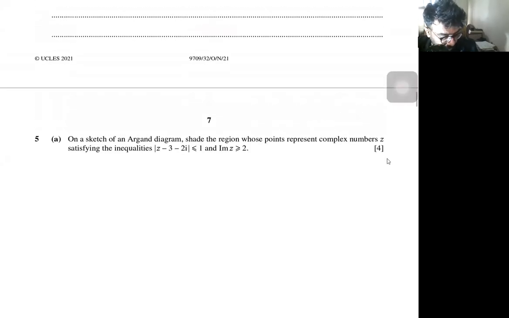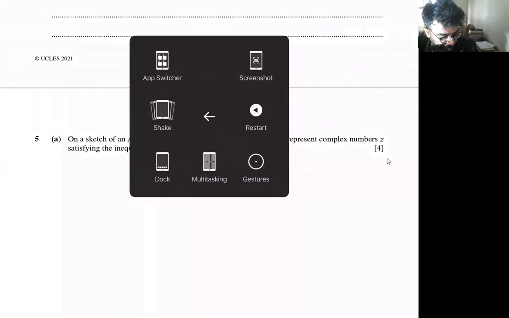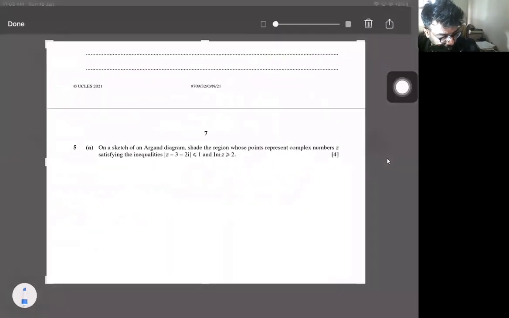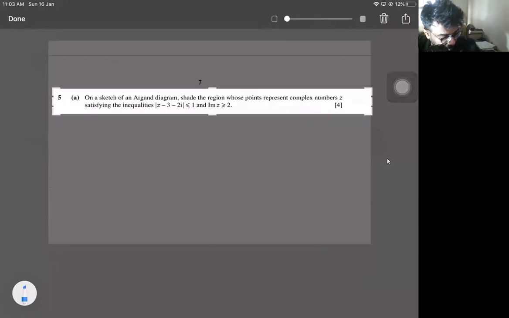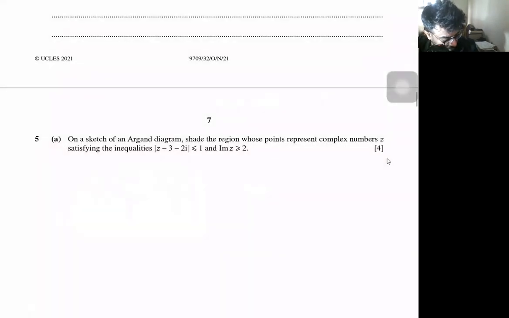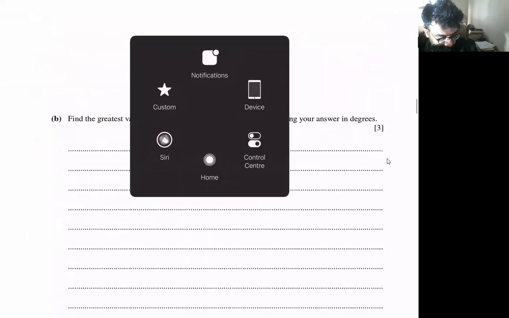All right, so here we have question number 5, 9709, October/November 2021, paper 3, variant 2. The topic is complex numbers. This question is worth 7 marks.